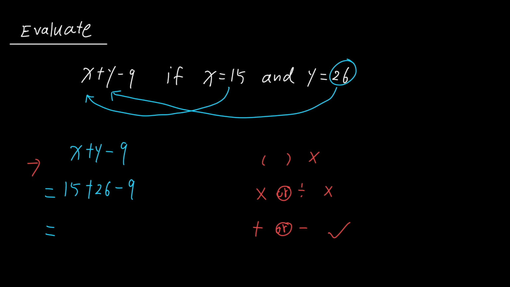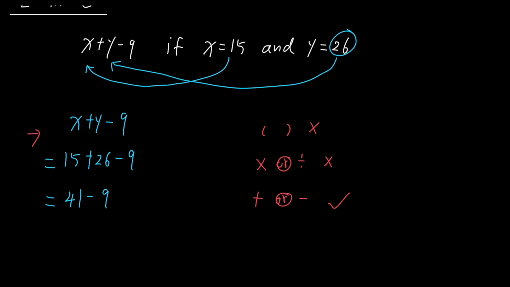So right here, we have 15 plus 26 equals 41, and minus 9. Then 41 minus 9 is 32.